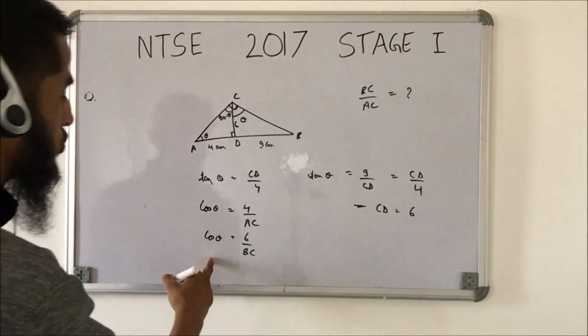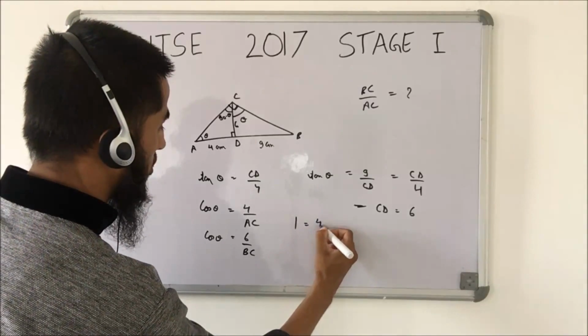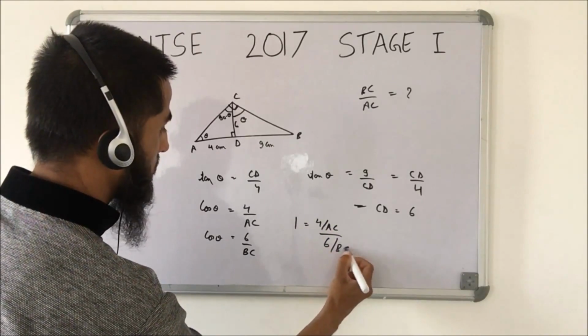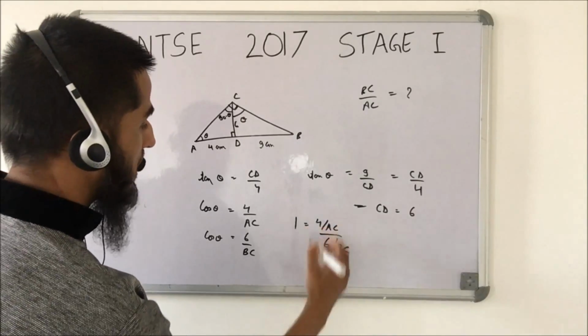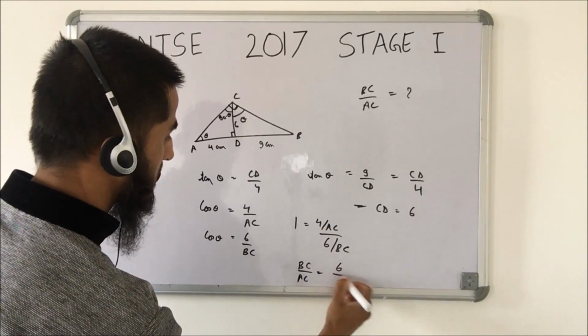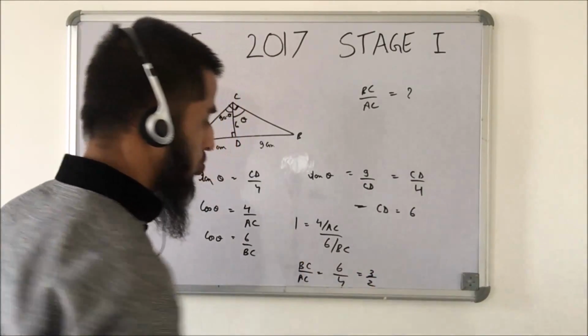So if I divide these two, cos theta gets cancelled. So what I get is 1 equal to 4 by AC upon 6 by BC. So from here BC by AC becomes 6 by 4, equal to 3 by 2.